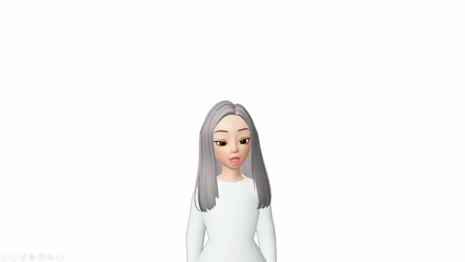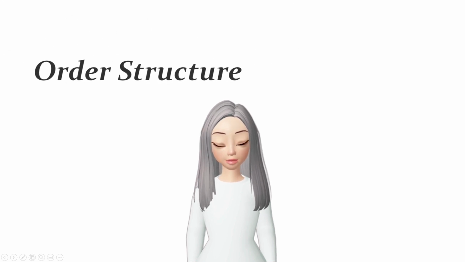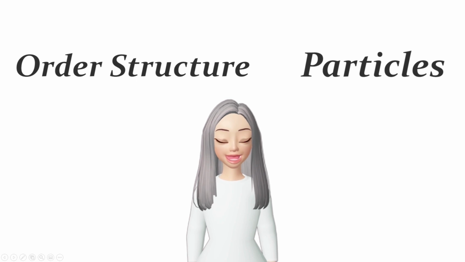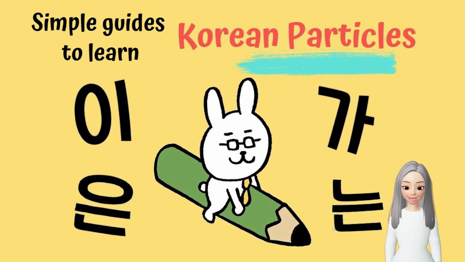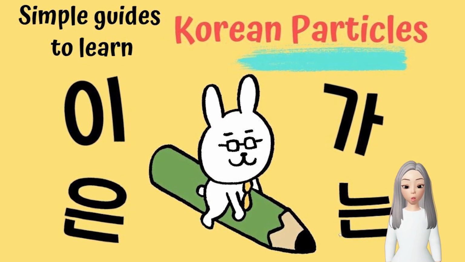Well, when we're trying to make Korean sentences, there's two things that you need to know. First is the order structure of Korean sentence, and second is particles. This is also called markers. This is a very specific component in Korean sentences, and we will see this afterwards.